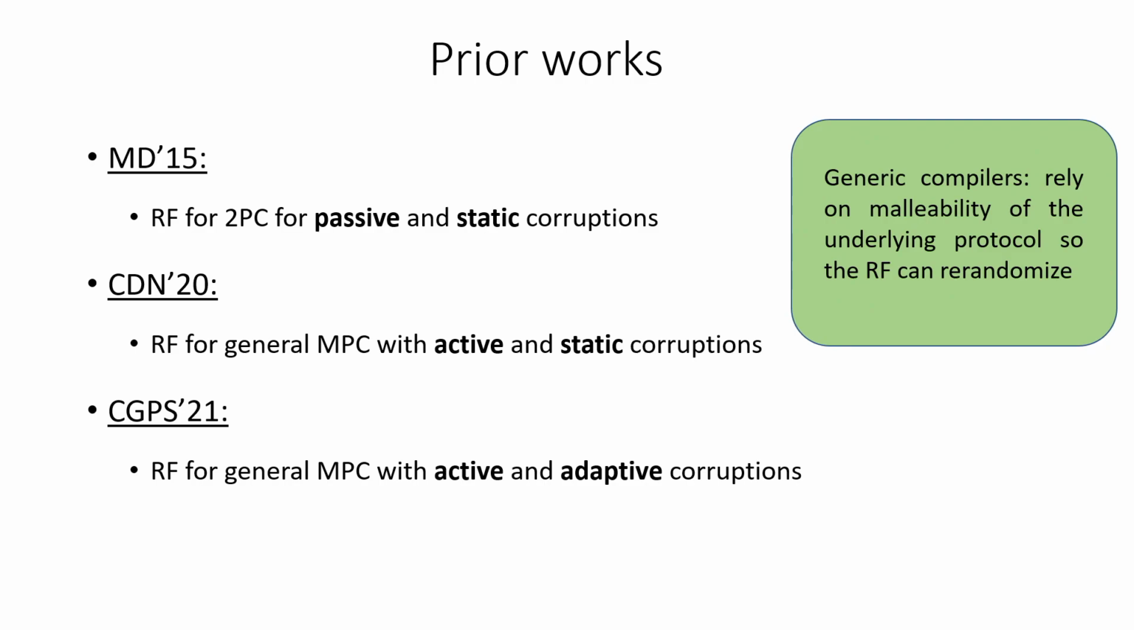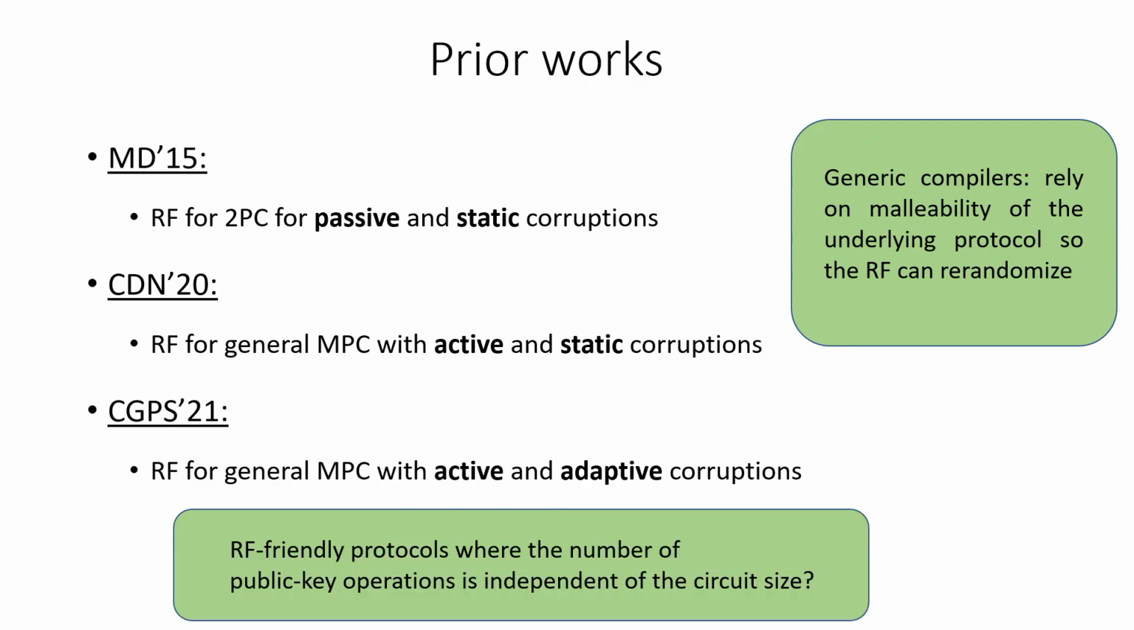And all of these protocols, because they are generic compilers, the reverse firewall needs to re-randomize the transcript, which means that all the underlying building blocks need to satisfy some kind of homomorphism. So the question we ask is, can we have RF-friendly protocols where the number of public key operations is independent of the circuit size, and yet somehow the protocol is amenable to re-randomization by the firewall?